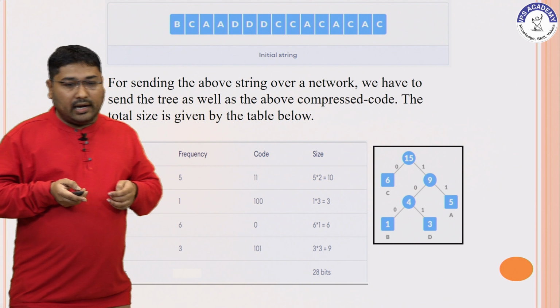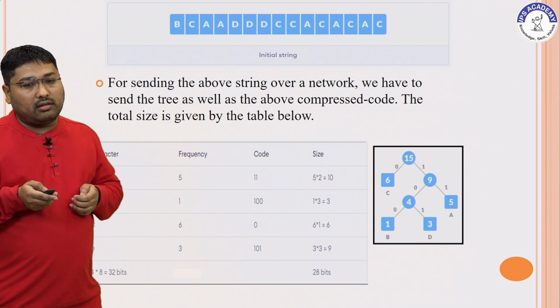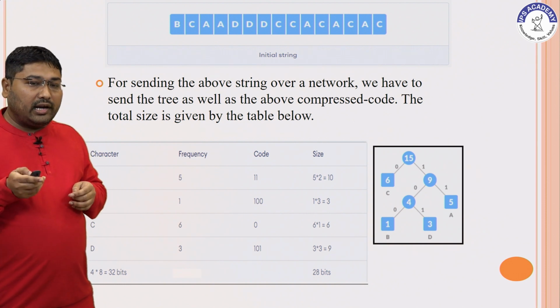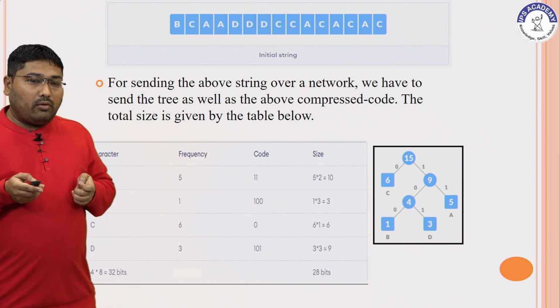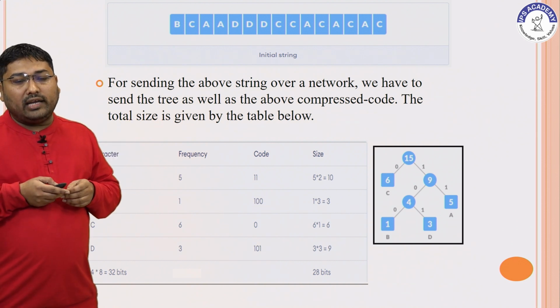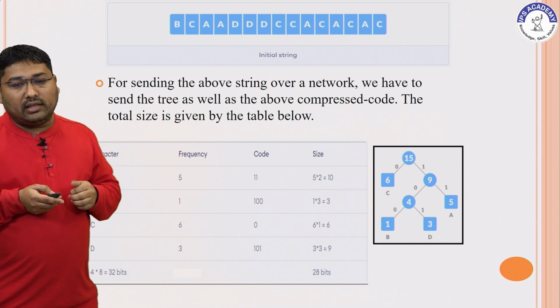Now this table is created. A has Huffman code 1 1, B is 1 0 0, C is 0, and D is 1 0 1. This code is created by this Huffman tree. Now, when we are transferring the above string over the network, without Huffman coding we require 120 bits over the network.